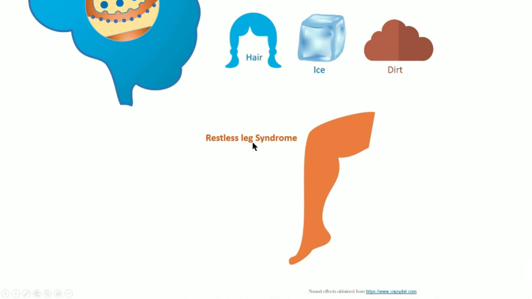Restless leg syndrome is a condition in which there is an uncontrollable and uncomfortable urge to move the legs, especially during periods of inactivity, especially in the evening, and it is partially relieved by moving the legs. So this is called restless leg syndrome. It is believed that most likely dopamine deficiency is involved in the pathogenesis of this process.